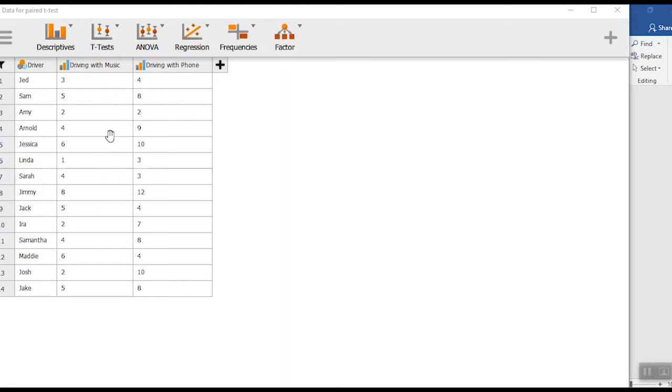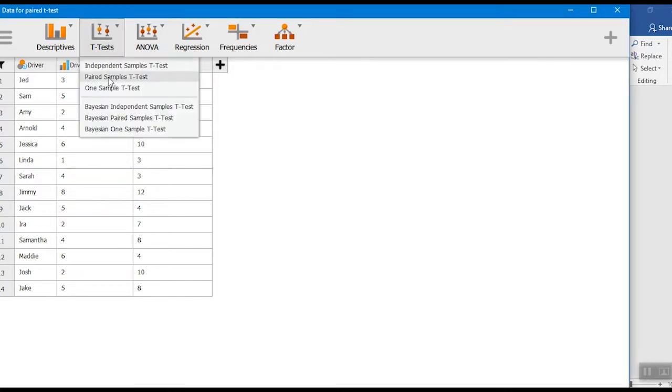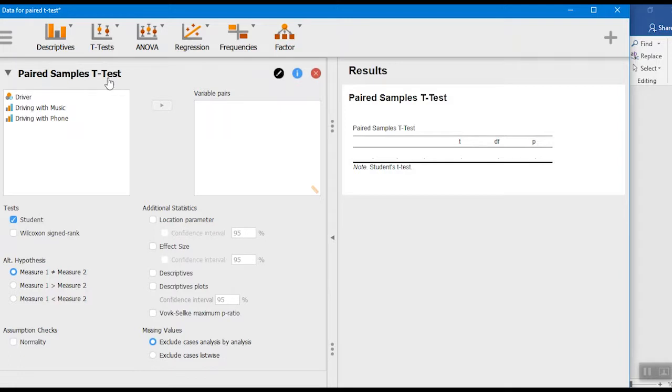So we're looking here at the number of errors that they made, and we're looking at a comparison between the two conditions to see, okay, is there a significant difference in the number of errors made when you're talking on the phone versus just driving while listening to music? So we would go up here to t-test, and paired samples t-test is how it's listed in JASP, and again in some others it might be called repeated measures t-test or dependent t-test sometimes as well. And so we're pairing up our two variables. We're not pairing up the driver, but we're pairing up the driving with music and driving with the phone.